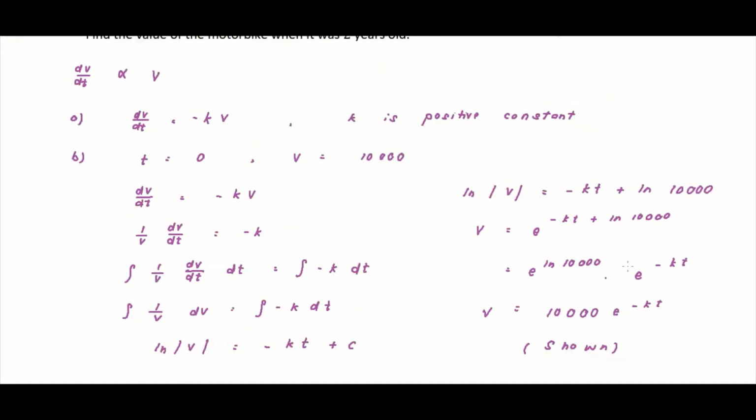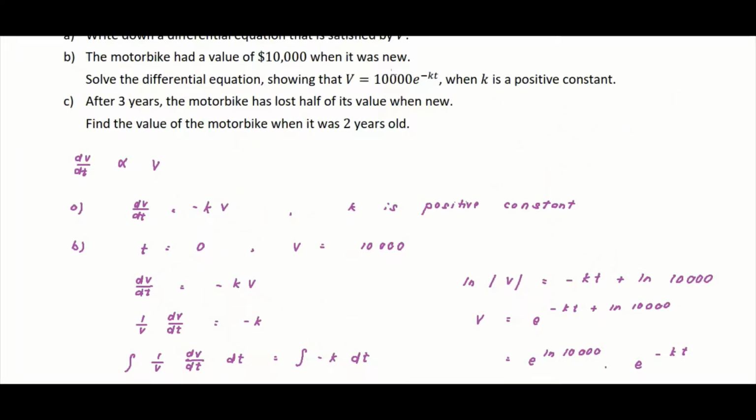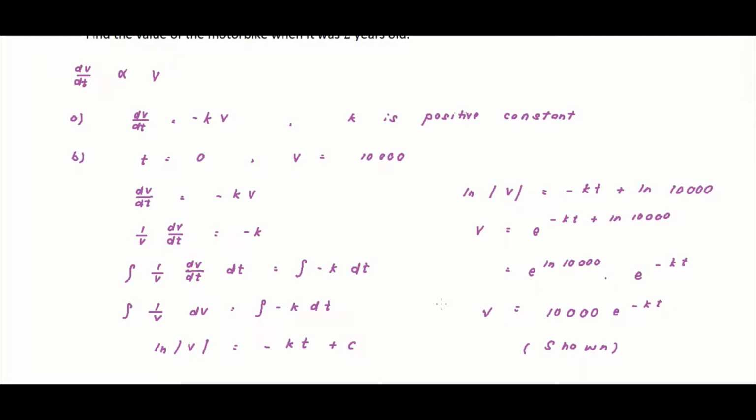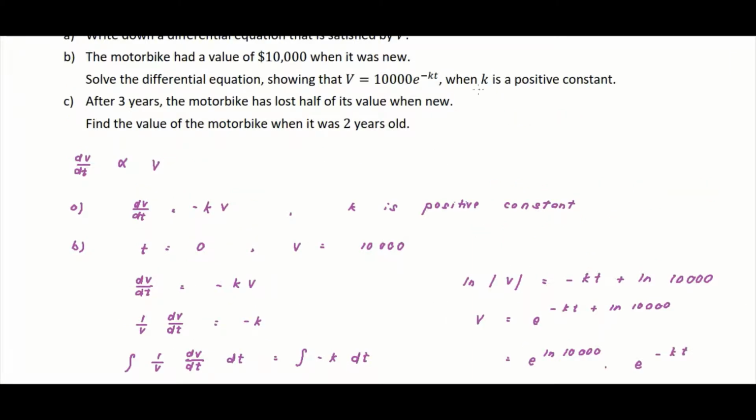So it's given like this. It's the same thing as well: if in part A you are not doing negative kv but you are doing kv, it's totally fine. You just solve for kv, and when you reach the end you will realize that you get 10,000 e to the positive kt. Then based on the question, since it's given that k is a positive constant, you just change the positive k into negative k. Okay, so that's it. Now let's look at C.